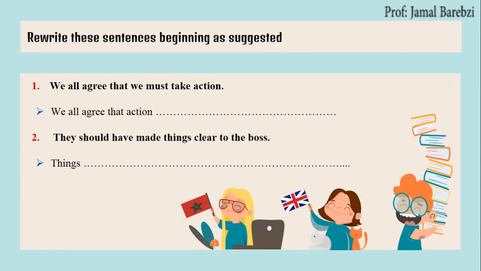Exercise number 2. Rewrite these sentences beginning as suggested. Number 1. Active voice: We all agree that we must take action. Passive voice: We all agree that action must be taken. Number 2. Active voice: They should have made things clear to the boss. Passive voice: Things should have been made clear to the boss.